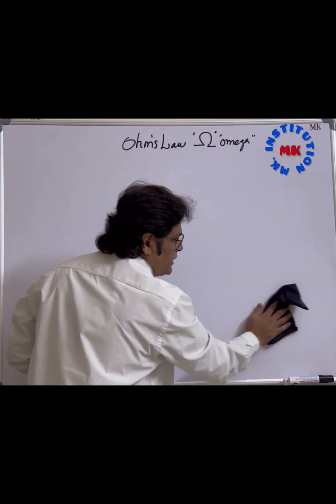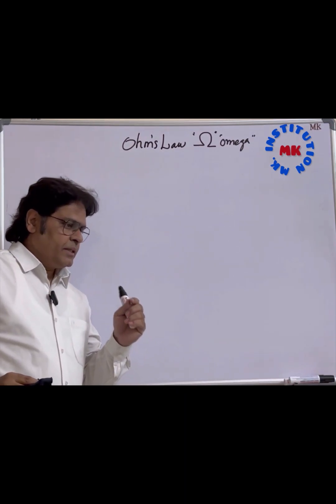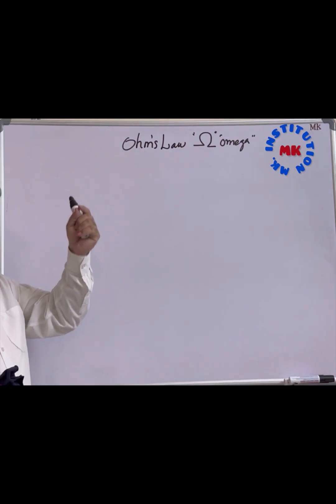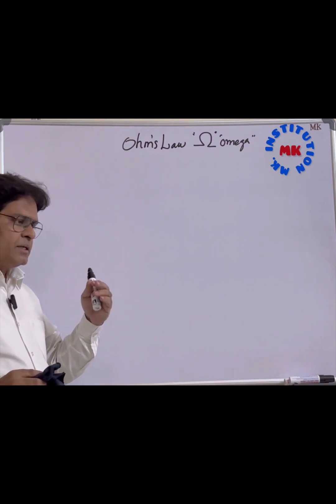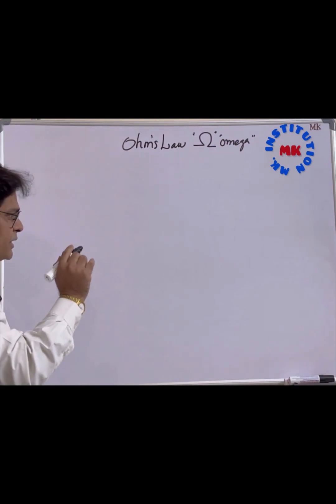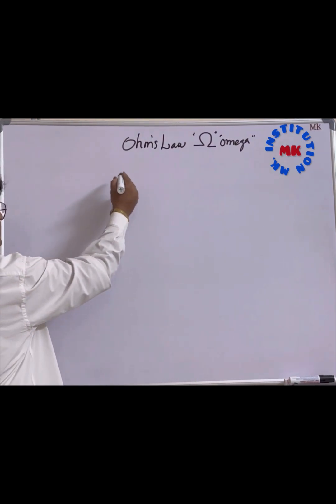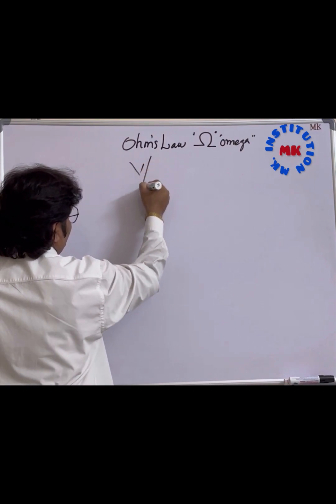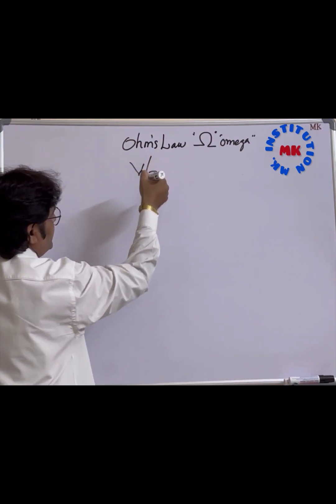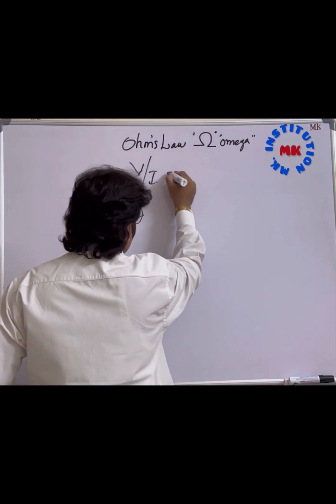Clear? The question will be: show that the ratio V by I, voltage by current, is constant for a conductor. That is the question. Show, that is, prove that the ratio V by I, where V is voltage, is constant.